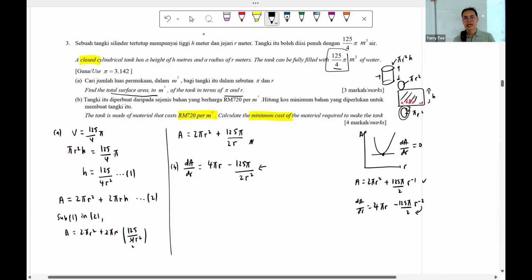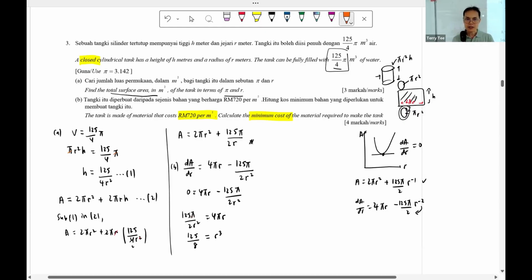Now, at the turning point, or minimum point in this case, the gradient should be 0. So we let dA/dr equal to 0. Our goal is to solve for r. So let me bring 125 pi over 2r squared to the left. The 4 I bring down, so you have 125, and 2 times 4 is 8. The r I bring up, r squared times r, I get r cubed. Pi and pi I can cancel.